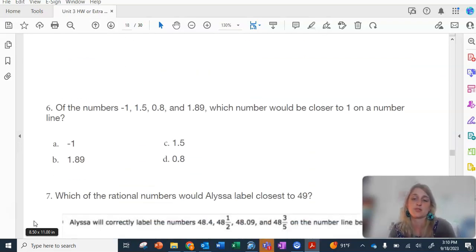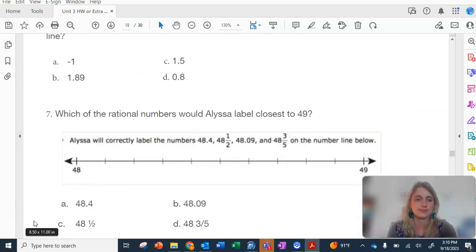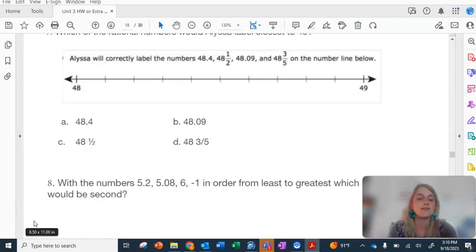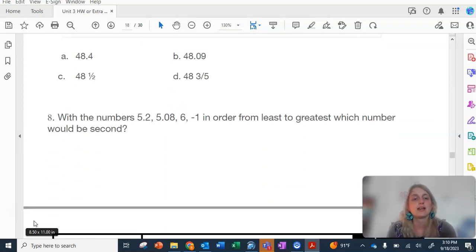Here we have a few numbers. You need to tell me which one is closest to 1 on a number line. Here, same idea. We have a number line in case you wanted to plot these 4 numbers. Which one is closest to 49? And with the numbers right here, we're going to list them. We're going to list them in order from least to greatest. So the smallest one first, or the most negative one.